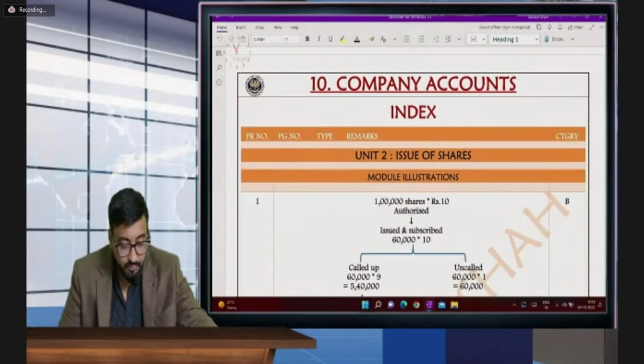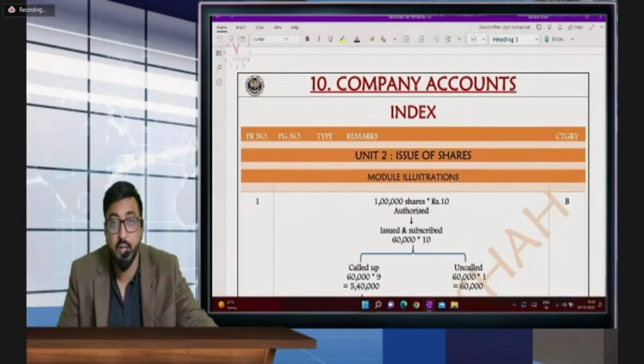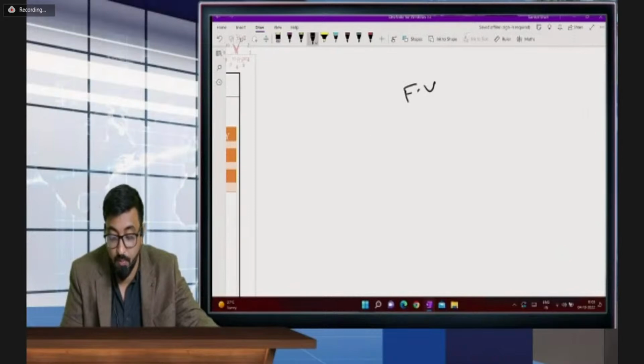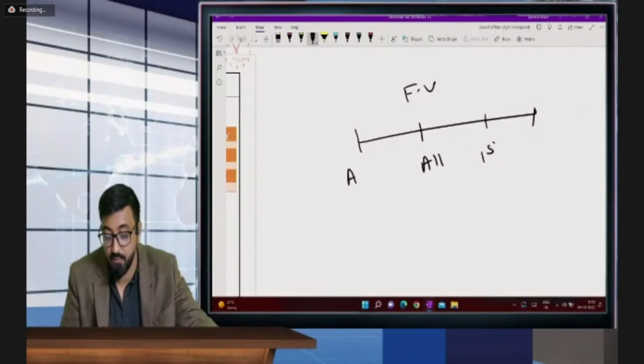Friends, in company accounts, shares are divided in 4 parts. That is a face value which is divided in 4 parts. Number 1 is application money, number 2 is allotment money, number 3 is first call, number 4 is second call.